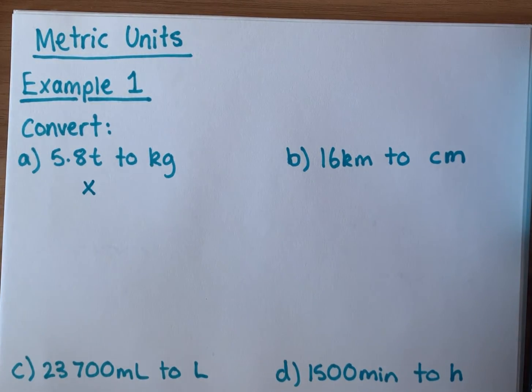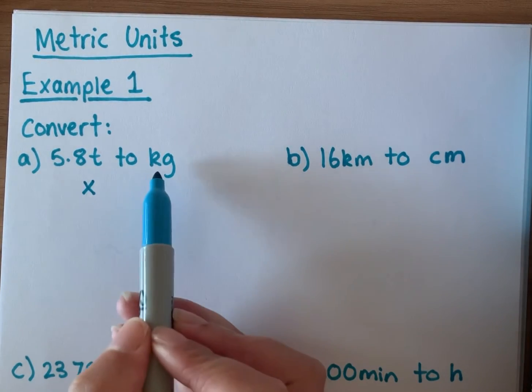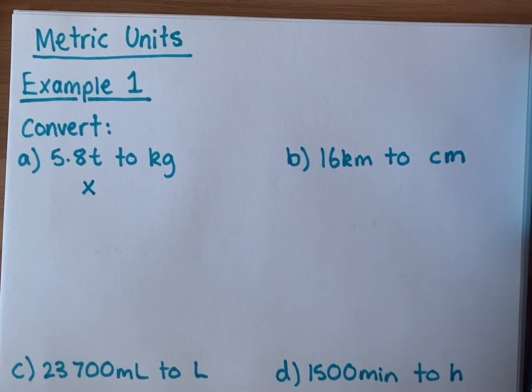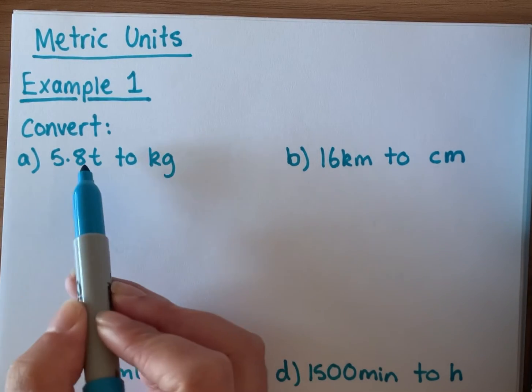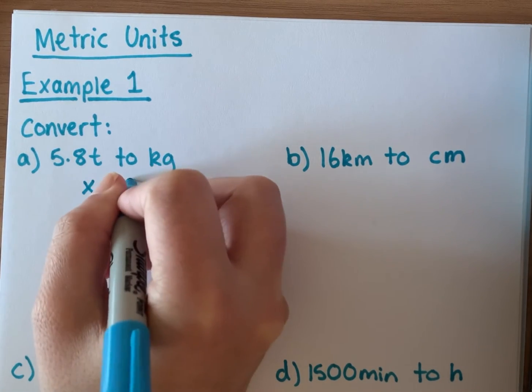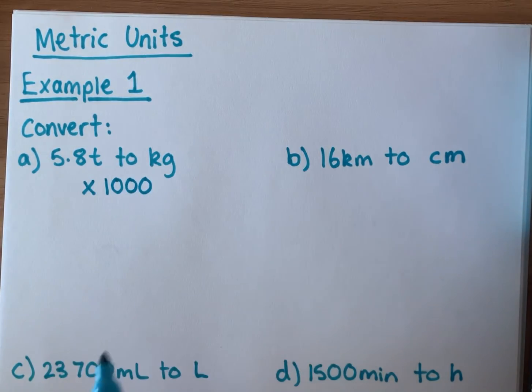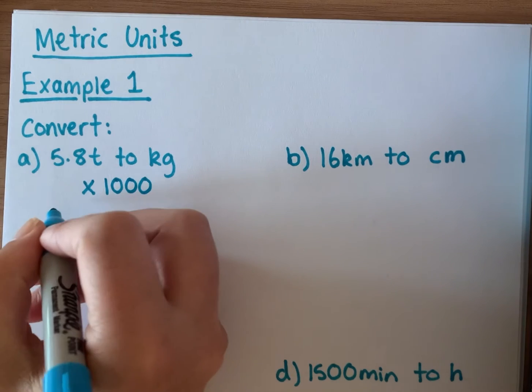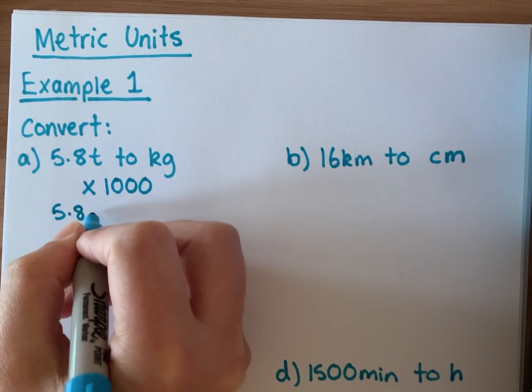What do we need to multiply by? Well, how many kilos are there in a ton? You might need to look at the flowchart to remember for tons, but try to memorize that there are 1,000 kilograms in a ton. So we need to multiply by 1,000 to move to this smaller unit of kilograms. So 5.8 times 1,000.